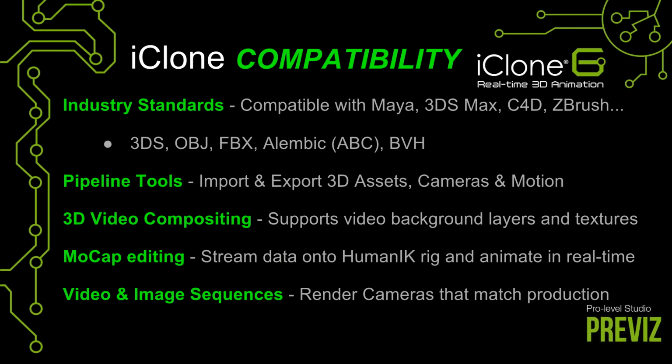We're compatible with Maya, Max, Cinema 4D, ZBrush, and many other formats, including 3DS, OBJ, FBX, Alembic, and BVH motion formats, and many of the common formats that you'll find in other workflows when you bring iClone on board. Pipeline tools are a major asset to me because obviously we're taking a lot of this in and out of iClone. So being able to import and export 3D assets, and what are 3D assets? They're characters, props, anything that we're going to have in our scene, and of course cameras and motion are a big part of the overall workflow.